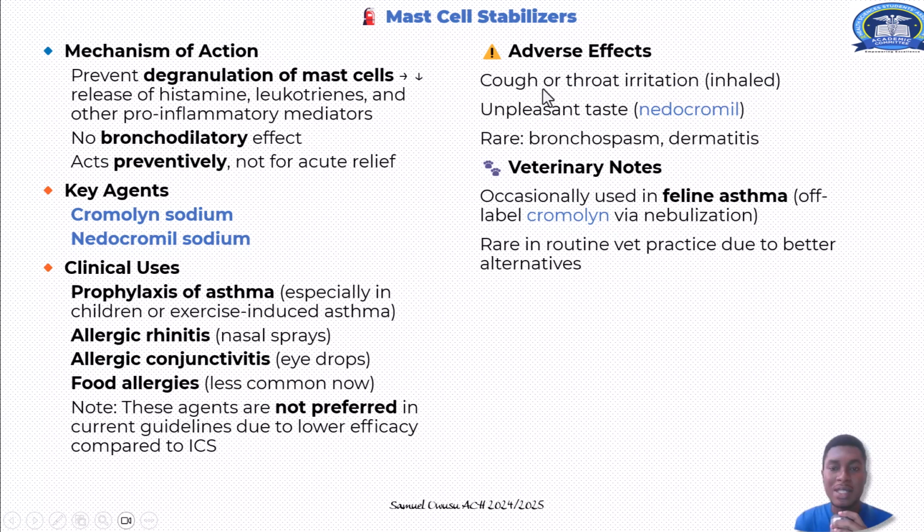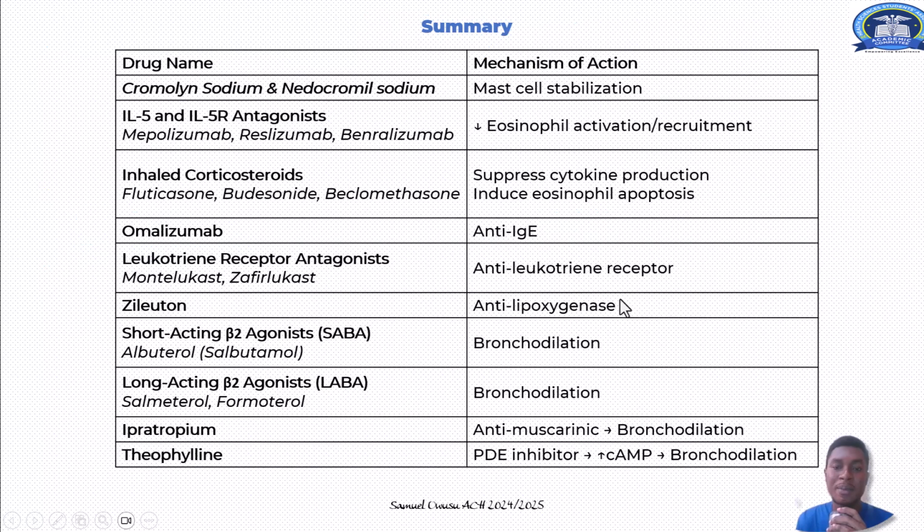All right, these mast cell stabilizers tend to cause cough and throat irritation. They have a very unpleasant taste, especially with nedocromil, sorry, and they tend to cause bronchospasm and then dermatitis. Occasionally, we use cromolyn in feline asthma. All right, yeah. So, like I said, this is a summary.